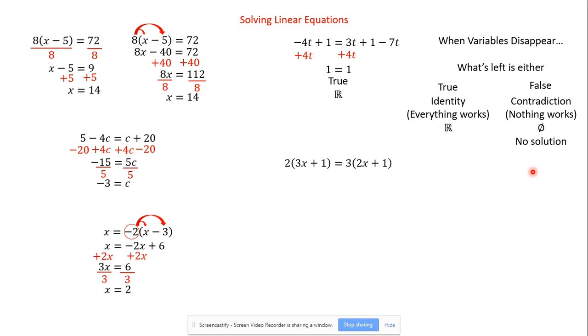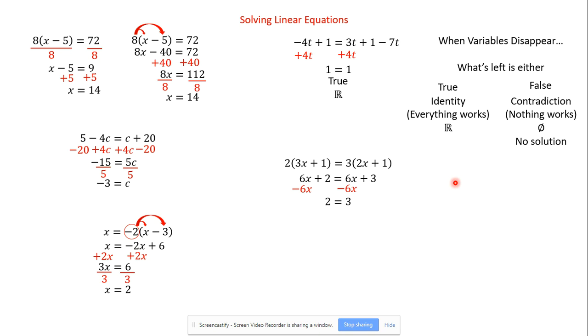So we have 2 times (3x plus 1) equals 3 times (2x plus 1). First step here would be distributing. Dividing is just going to cause issues. So let's distribute. The 2 times 3x is 6x plus 2. 3 times 2x is 6x plus 3. And then we can subtract 6x from both sides to get 2 equals 3.